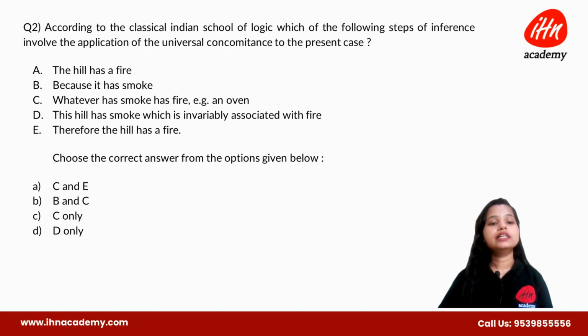So 5 steps are given here. The hill has a fire because it has smoke. Whatever has smoke has fire. Example 1. This hill has smoke which is invariably associated with fire. Therefore, the hill has a fire. So 5 steps are there. Pratigya, Hetu, Udaharan, Upanayan and Nigaman. So which one will be your answer?